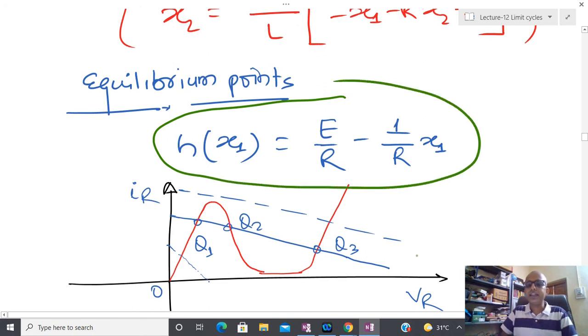Now if you plot this, it is possible to show that it depends on the operating condition. If your operating condition is lying here, I have three equilibrium points, Q1, Q2, Q3. If your operating condition is upper, then you have a unique equilibrium point. If it is lower, again you have a unique equilibrium point. So based on your region of operation, you have different equilibrium points. Here I have three isolated equilibrium points. You can see that I have one equilibrium point here, here, here, if the operating region lies between here and here. By defining h(x1), which is fully a property of the tunnel diode, it is possible to show that I have three isolated equilibrium points.